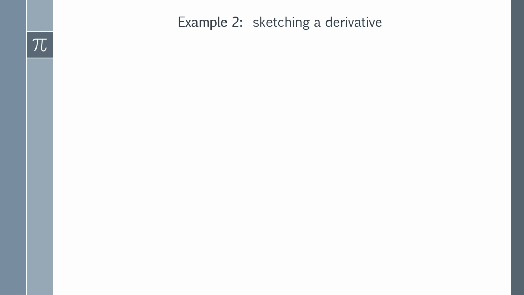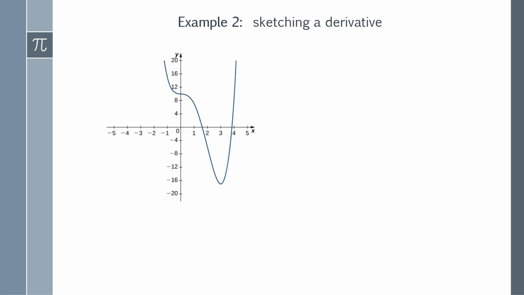Let's take a look at example number 2. Here we're given a graph of a function that looks like a polynomial function of even degree. And I can say that because both branches are going up to infinity. So I am referring to the end behavior of polynomial functions here. Let's see what we can say about the behavior of this function.